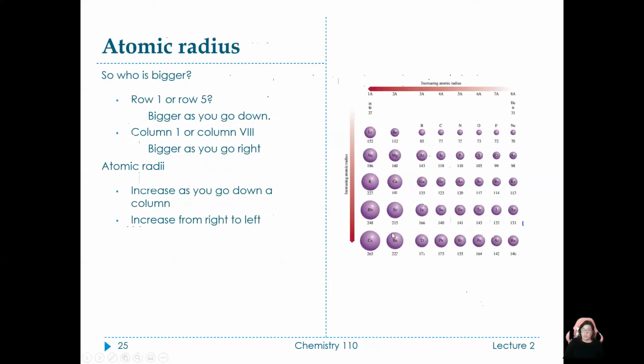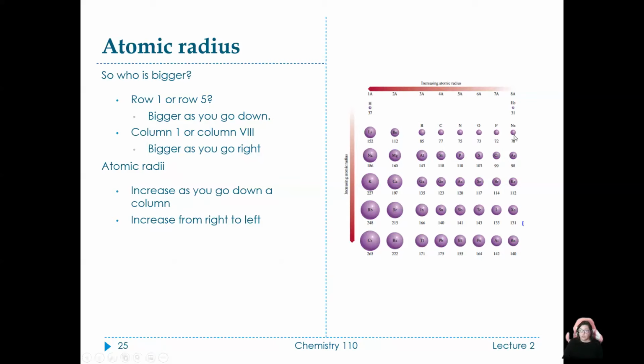We can talk about the atomic radius. All right? Now, for reasons that seem really interesting, who's bigger, row 1 or row 5? Yes, we do get bigger as we go down the table. Awesome. But we get smaller as we go right. Why is that? Because the effective nuclear charge is higher. If the nuclear charge appears bigger, then the electrons pull in more. Okay, so that's why we see that.